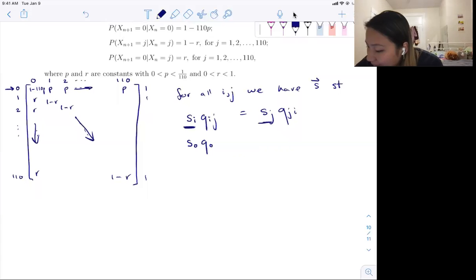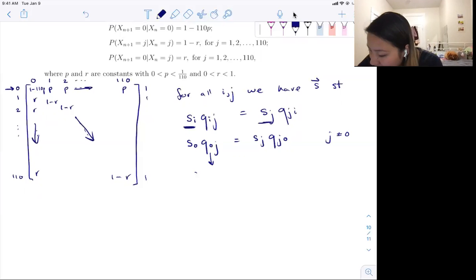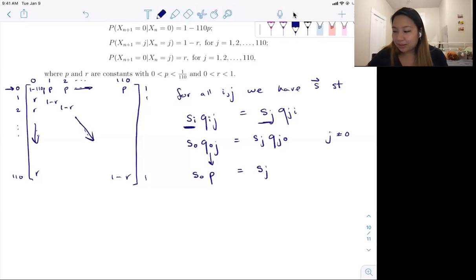Q0 to J, where J is not equal to 0, so it's just going to be 1 through 110. So for J not equal to 0, S0 times Q0J equals Sj times Qj0. Q0 to J, we look at here, it's just going to be P. So we have S0 times P equals Sj times Qj0. That's going to be one of these, and note J is not 0, so that's going to equal R.